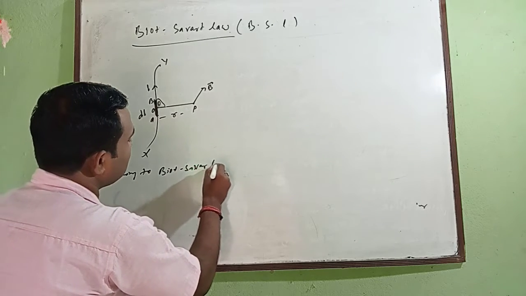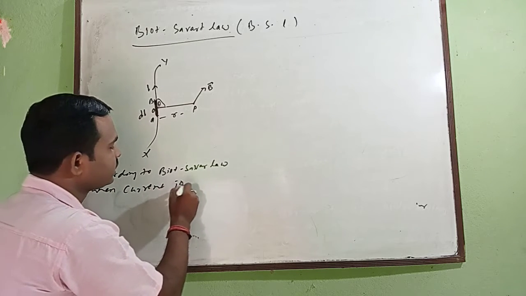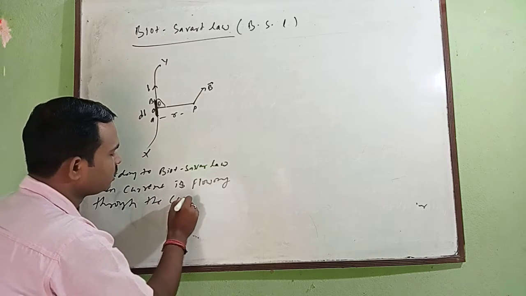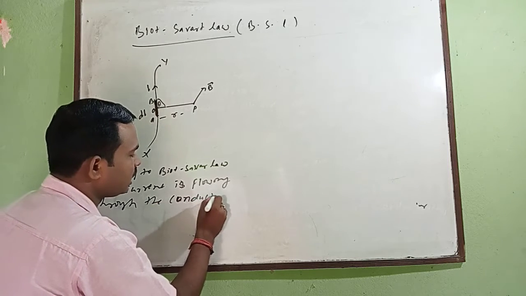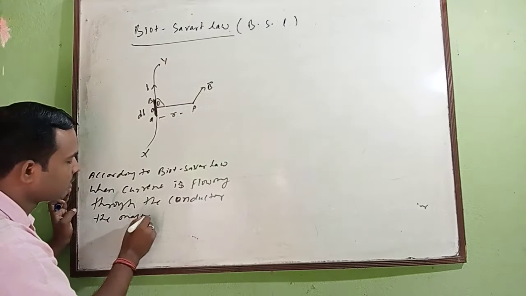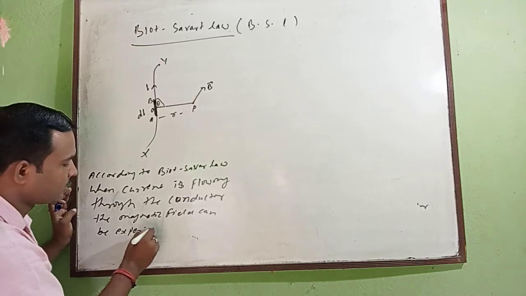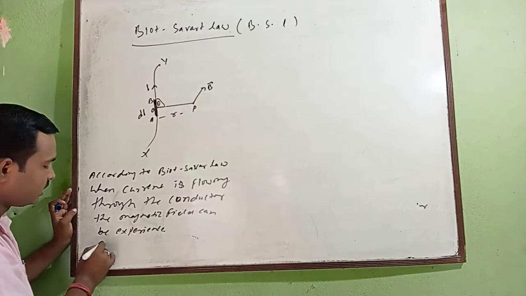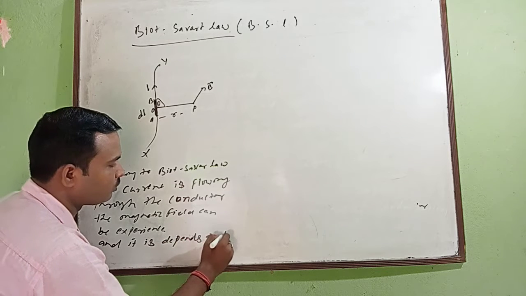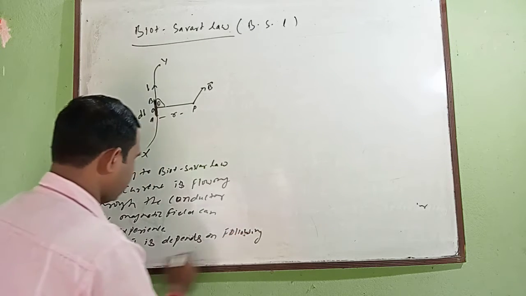According to the Biot-Savart law, when current is flowing through the conductor, the magnetic field can be experienced, and it depends on the following factors.